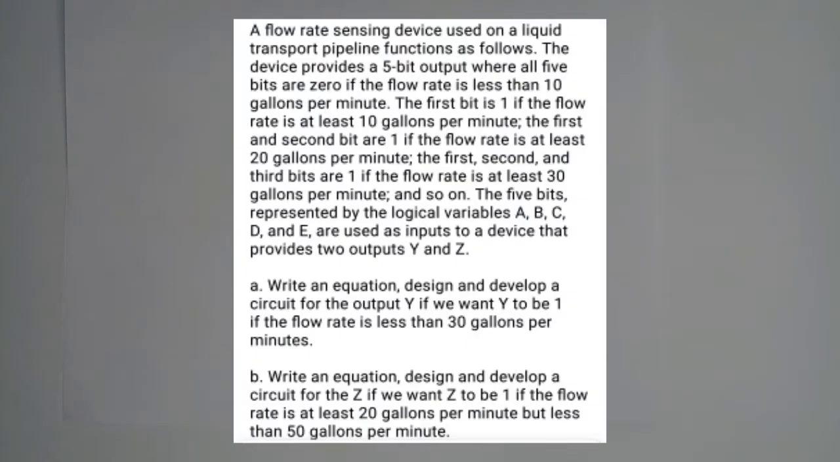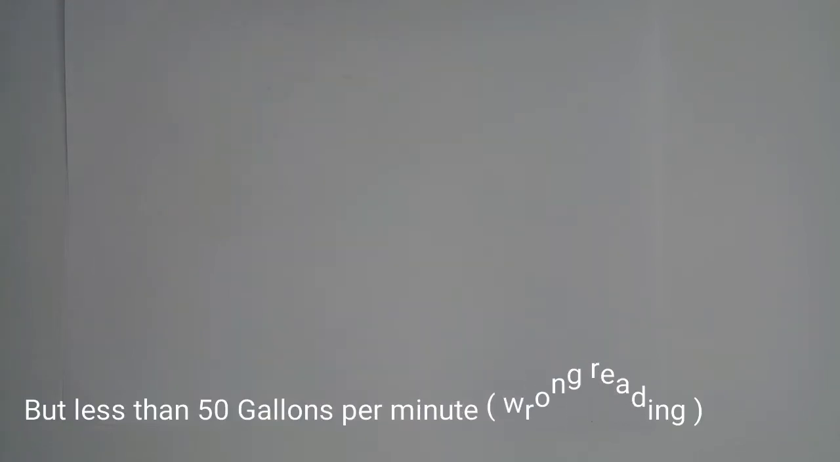Good day. So this is my final project for Logic Circuits and Theory, letter B. The first problem was all about Y, if you want Y to be 1 if the flow rate is less than 30 gallons per minute. But in this problem, we're going to make Z to be 1 if the flow rate is at least 20 gallons per minute but less than 30 gallons per minute.